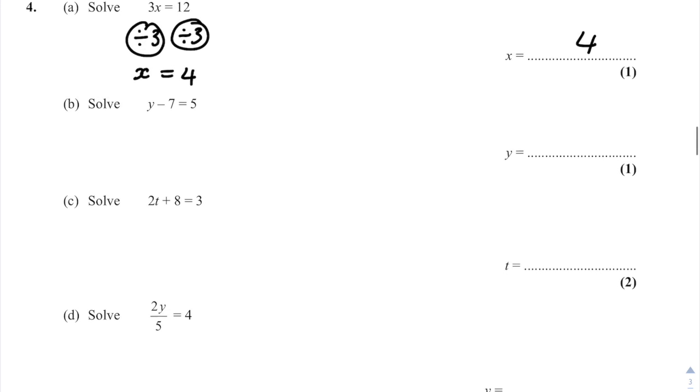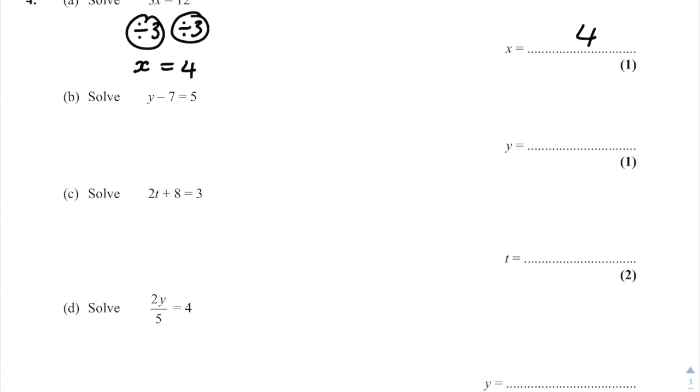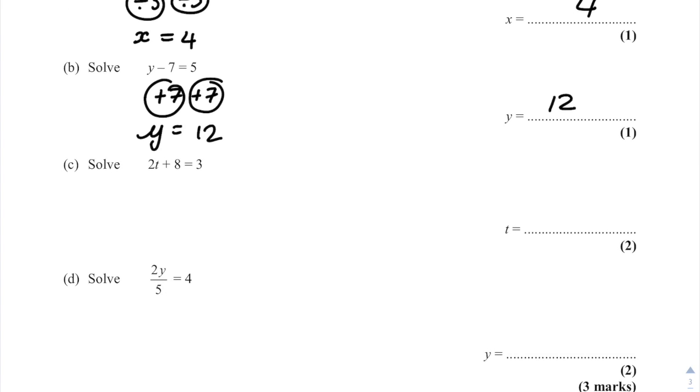So for B, y minus 7 equals 5. So plus 7 on both sides. So you got y equals 12. So for C, we've got solve 2t plus 8 equals 3. So what we're going to do to get t on its own is minus 8 from both sides. So that gives you 2t equals 3 minus 8. And 3 minus 8 is minus 5.